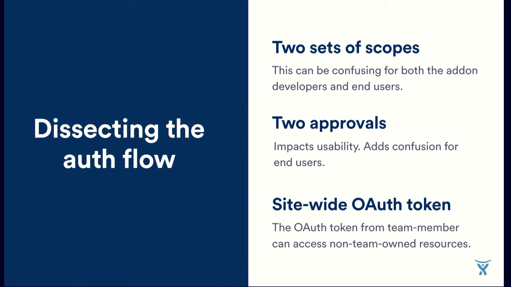There are three things that I can see. First off, there are two sets of scopes. That's confusing for the user. That's confusing for the developers. One set of scopes for the add-on to authenticate as the team. Another for the add-on to authenticate as the requesting user. It's confusing. There are two approvals. You had to approve once to install the add-on, and you had to approve once when you wanted to comment.